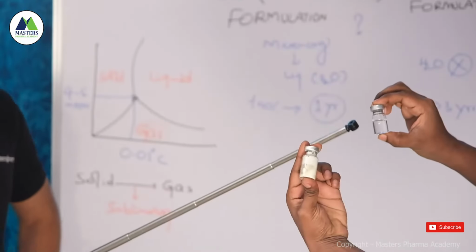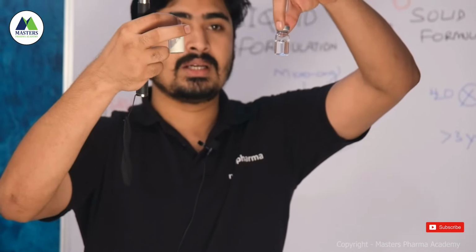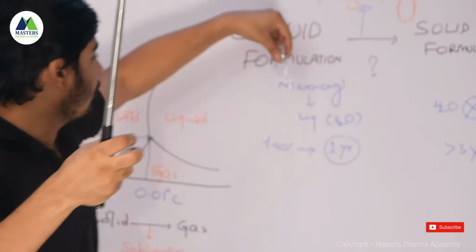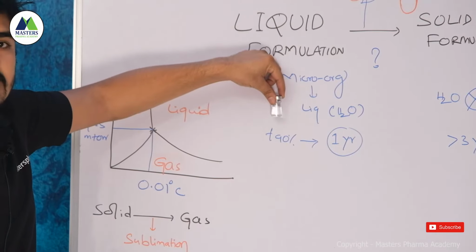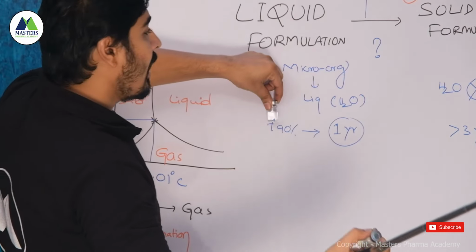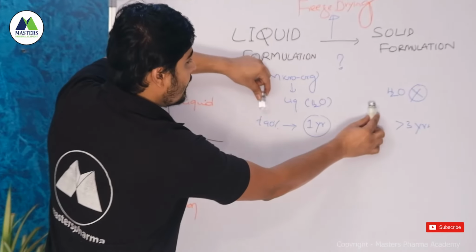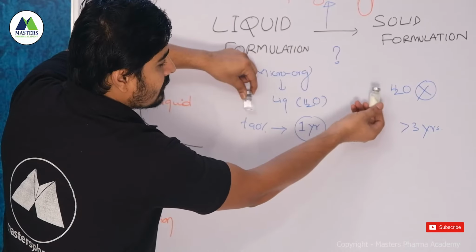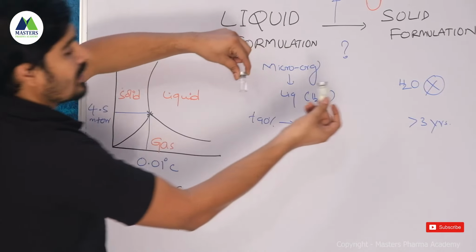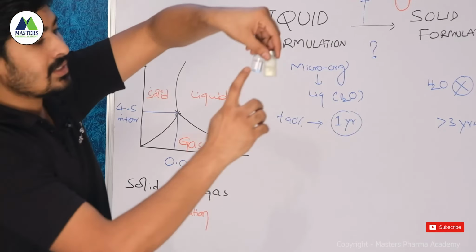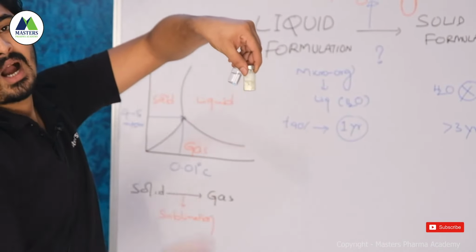The conversion of this liquid to the solid. So this is the liquid formulation where most microorganism growth is possible. The shelf life of this formulation is only 1 year, and I converted this liquid formulation to the solid formulation. Here no water is present, it is only powder, right? So here the shelf life is more, and there is no water, so no hydrolysis takes place. That's why we need to convert this liquid formulation to the solid formulation, to improve the shelf life and to avoid hydrolysis.